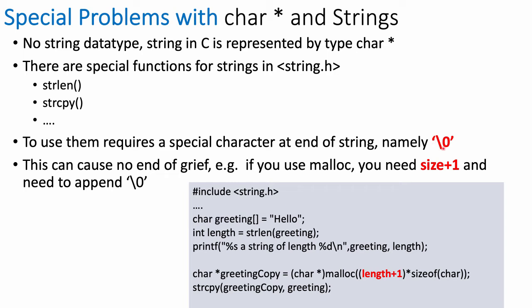And because we have this special character that doesn't actually show up in the string length, when we malloc, we need to allocate of size +1 so that the string copy will actually copy the hello, plus it'll actually also copy the \0. So we have to make room for that \0 when we malloc a string.